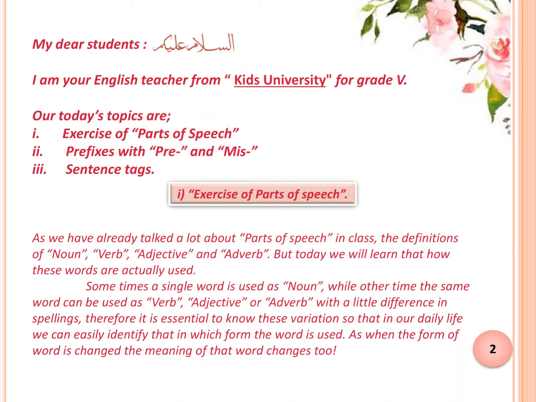As we have already talked a lot about parts of speech in class, the definitions of noun, verb, adjective and adverb. But today we will learn how these words are actually used. Sometimes a single word is used as noun, while other times the same word can be used as verb, adjective or adverb with a little difference in spellings. Therefore, it is essential to know these variations so that in our daily life we can easily identify in which form the word is used.